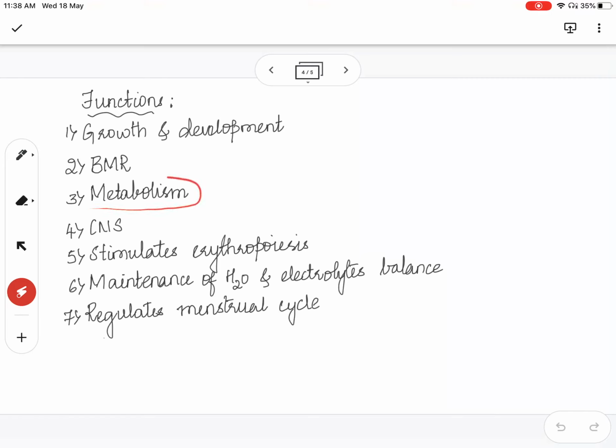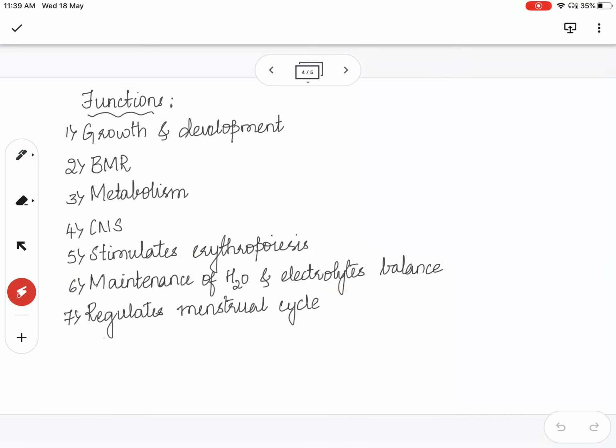Then even in the metabolism of carbohydrates, proteins, fats, all of these are taken care of by which one? By the thyroid gland. Even in the maturation and development of the central nervous system, the thyroid gland comes into action. Then it also helps in the stimulation of production of RBC, that is erythropoiesis. That mechanism is known as what? Erythropoiesis. Even for that, the thyroid gland comes into action. Then it helps in maintenance of water and electrolyte balance in the body. So basically, who is influencing over here? The thyroid hormones. These thyroid hormones ensure there is maintenance of water and electrolyte balance.